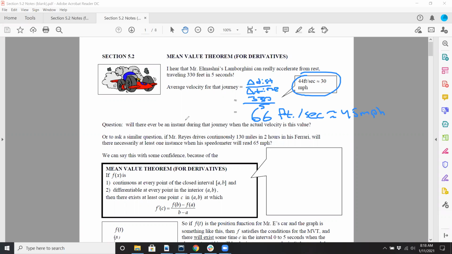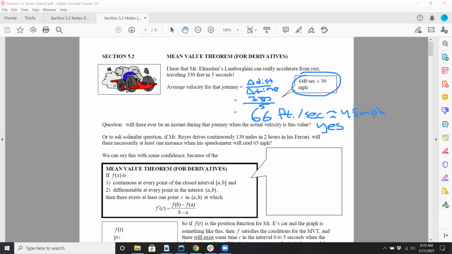Now, will there ever be an instant during that journey when the actual velocity is this value? Well, yeah, of course, totally. And for those who are not familiar with Lamborghinis, typically you can accelerate to 60 miles per hour in about 5 seconds. So my instantaneous speed, probably at the end of the 5-second journey, will be more than 45. So will there be an instant when the actual velocity is this value? Well, yes, of course, because I do have to hit 45 somewhere in that 5-second time frame.